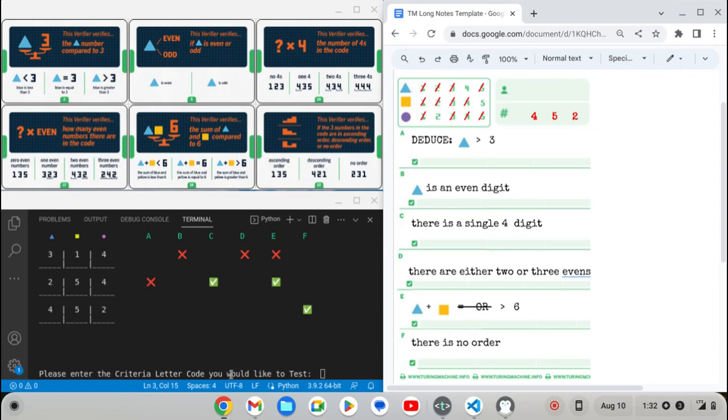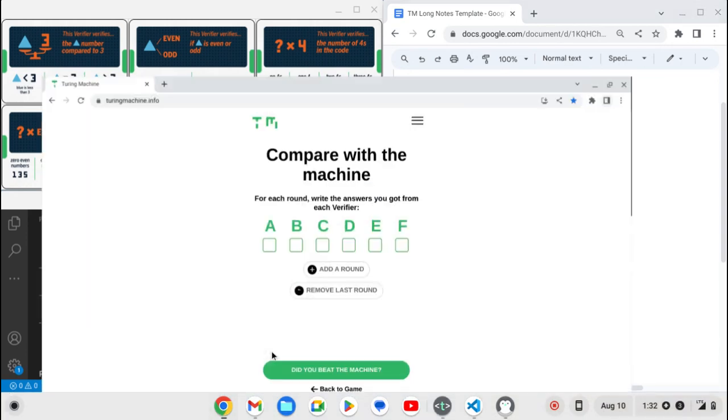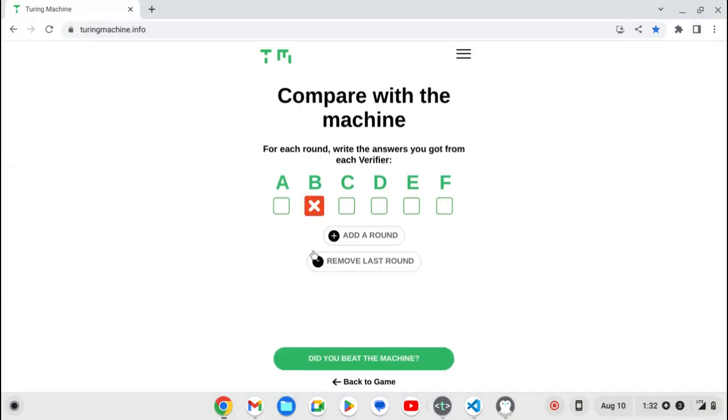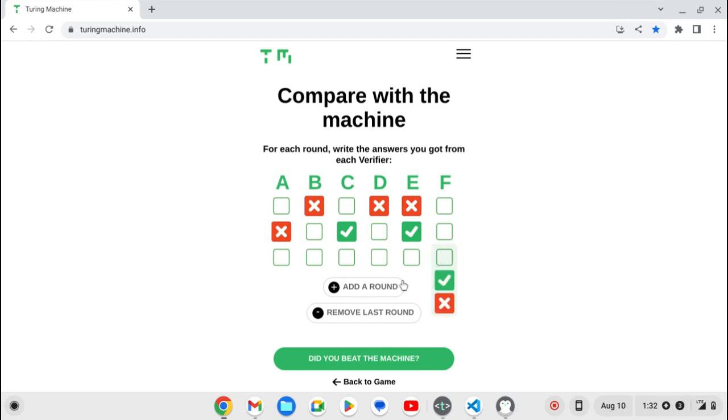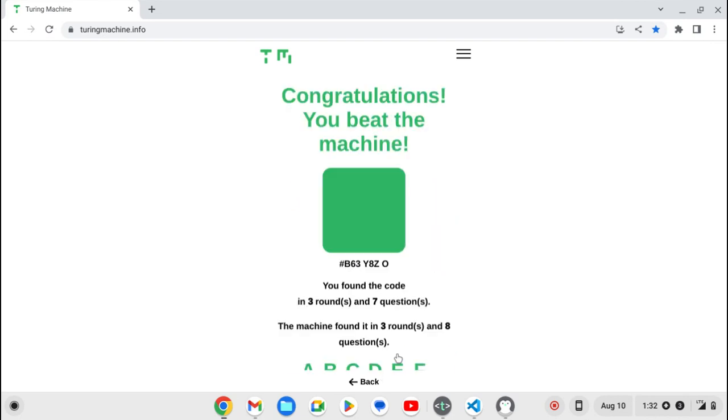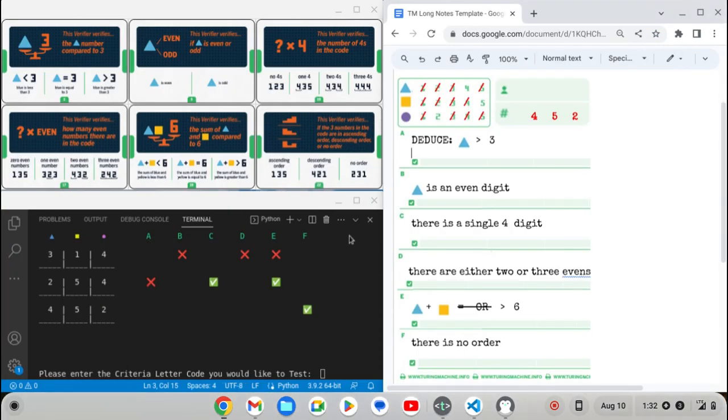So BDE, and those were all incorrect. And then we did ACE, A was wrong, but C and E were correct. And then finally, 3rd round, F was correct. How do we do? Okay, so we beat it by 1. So I was somewhat concerned, but I think it worked out.